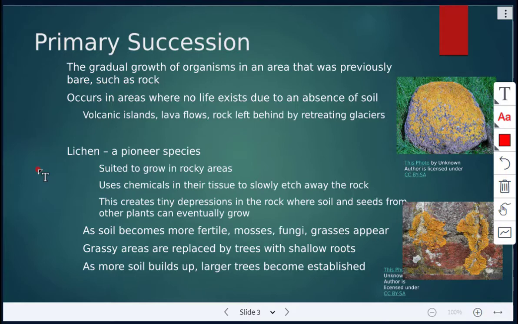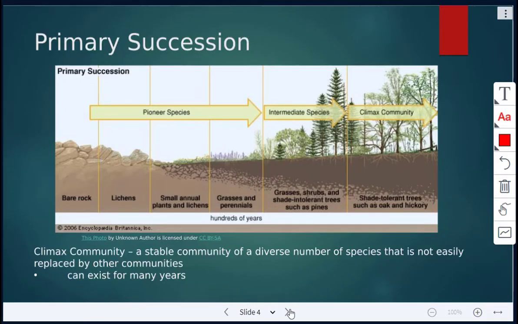So when we're talking about primary succession, this is occurring in an area that was previously bare, such as rock. There was no life there before, because there was no soil. Examples of primary succession are volcanic islands, rocks that are left behind by retreating glaciers, and so on. And then eventually we get to this climax community, which is a stable community. We see lots of diversity here, lots of different species.